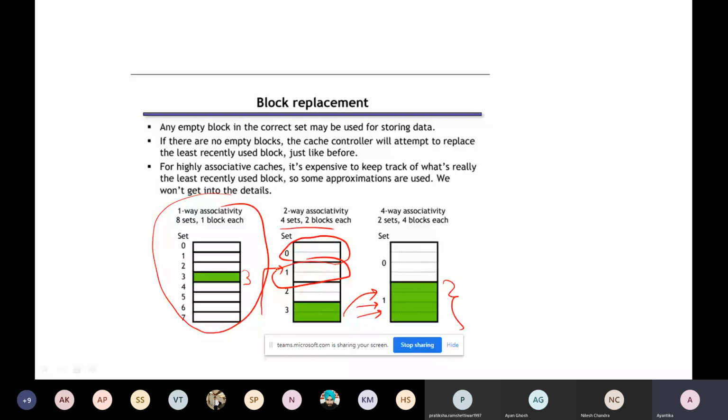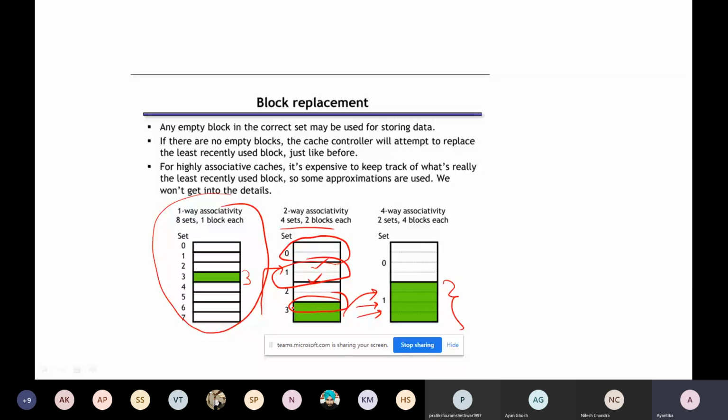Initially, it was fixed that one block will go to a particular single location. Now your possibility is increasing, that one block can go to any of these two locations, or in case of four blocks each, any block can be mapped to any of the blocks whichever is free. So you can understand there is an improvement in terms of the possibility of cache miss. Whenever you are having any block field, you are now not searching a particular location or particular block.